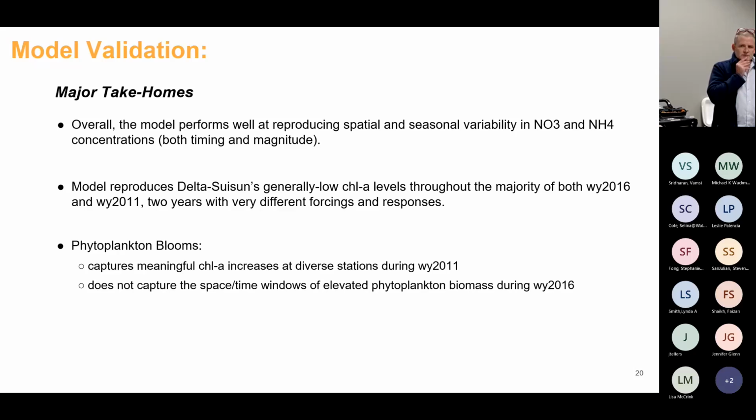And phytoplankton blooms, one of the things we don't get, and we've put a lot of effort towards trying to capture this, is there are some peaks that we really wanted to get, like peaks at Decker Island and the Sacramento River, and we just couldn't quite get them. But that's where I think some of the sensitivity type analysis can come in. It's like, well, what would it take to produce a bloom there? It becomes an issue very much related to some of the other Delta RMP priorities. It also does not capture the space-time windows of elevated phytoplankton biomass during 2016. We do actually do reasonably okay in 2011.